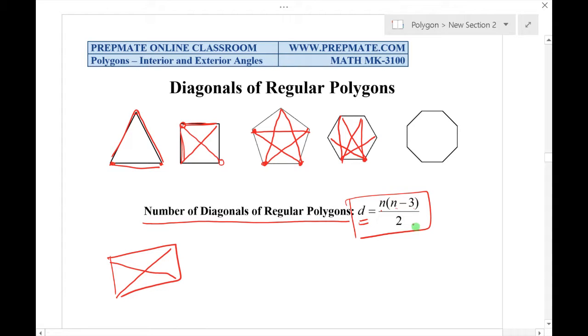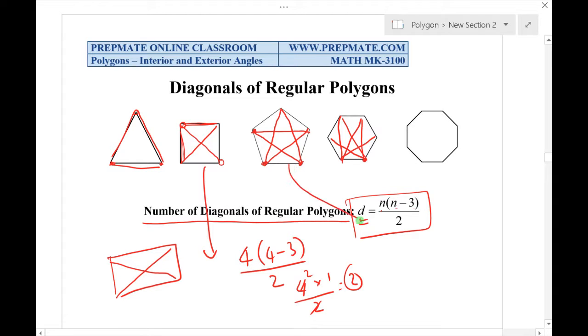Now applying this formula to, let's say, a quadrilateral, it's going to be 4 times 4 minus 3, everything divided by 2. So that's like saying 4 times 1 divided by 2, and then this goes away, that'll be 2. You see that? And so let's take the case of a pentagon. It'll be 5 sides. So it'll be like saying 5 times 5 minus 3 divided by 2. That's like saying 5 times 2 divided by 2, and then the 2 and 2 will go away, leaving us with the number of diagonals as 5 diagonals. That's exactly what we saw.